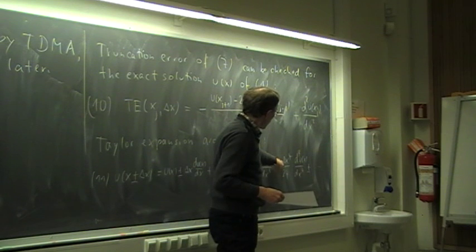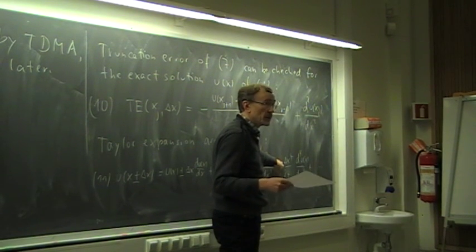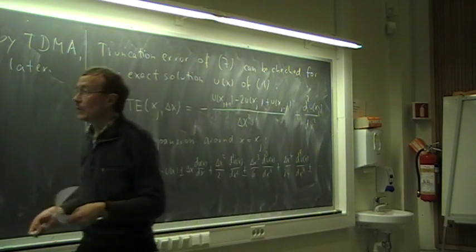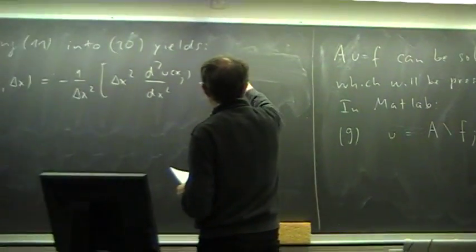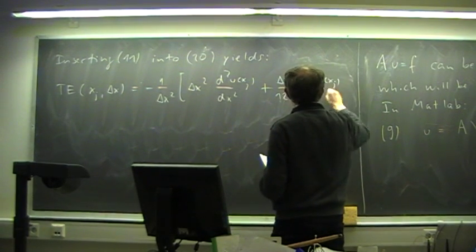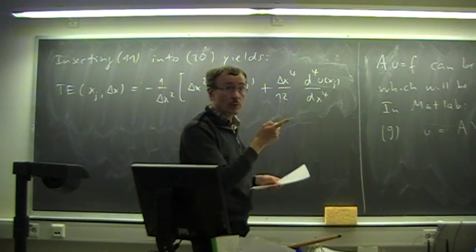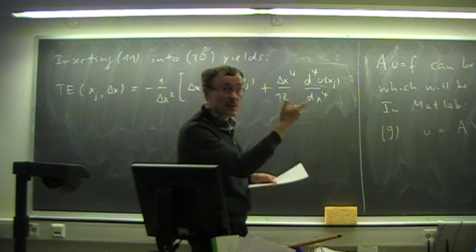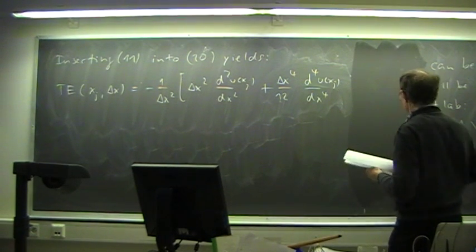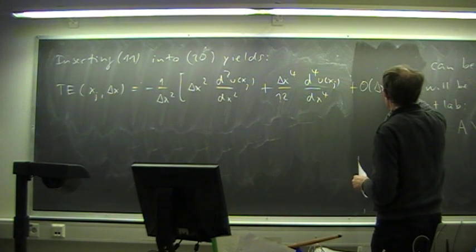This term we get both for plus and for minus, so we get it twice. So we can cancel the 2, and we get delta x to the power 4 divided by 12 times the fourth derivative with respect to x. And the next will actually be sixth order, because the fifth order will again cancel with plus and minus. We don't need it, but we can mention it. The next term would be of order delta x to the power 6.